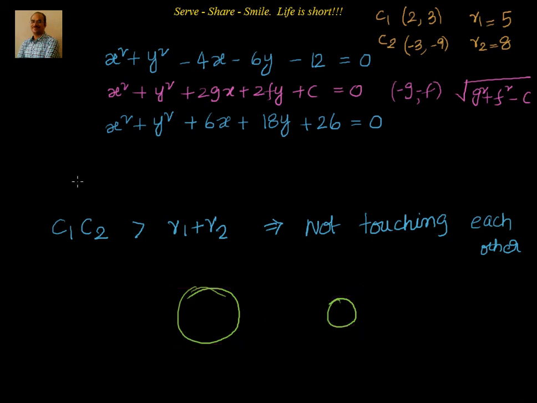Let's move to the next case. What is our next case? Let us say the next case is C1C2 is equal to R1 plus R2. So what is the meaning of that? We'll write down here: C1C2 equal to R1 plus R2. That means the circles touch each other externally. In that scenario, how will the diagram look?